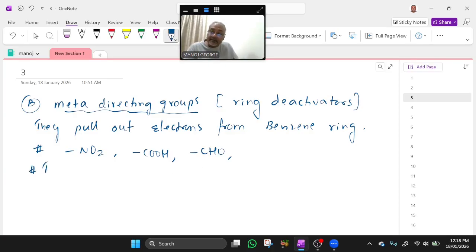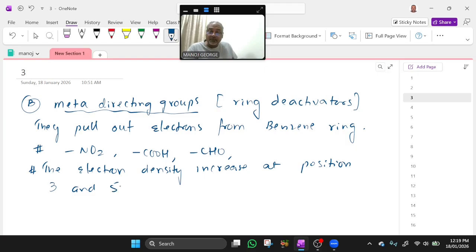Because of this, electron density also increases, just like in ring activators, but the positions will be different. Because they pull out the electrons from the benzene ring, the electron density is found to increase at position 3 and 5. You might remember that meta means position 1 comma 3. So 1 comma 3 is equivalent to 1 comma 5 if you go on the other side.